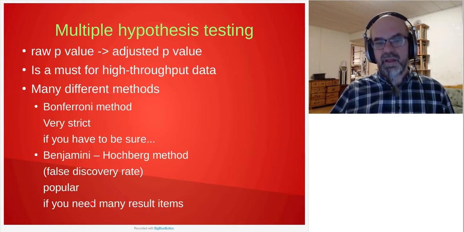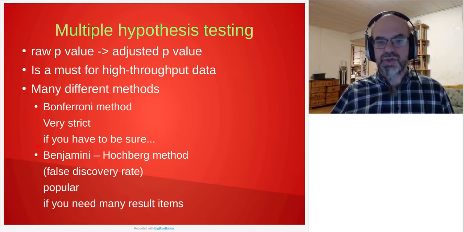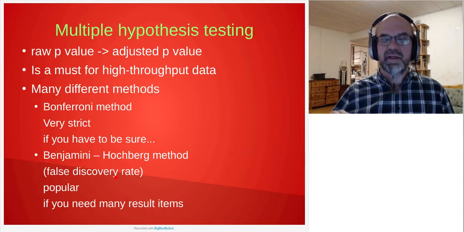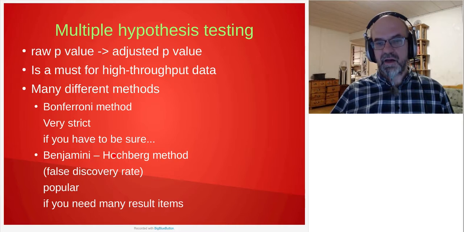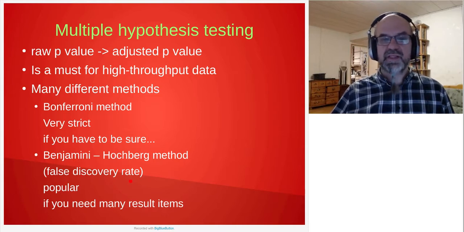So the method that is usually used to address this is the so-called Benjamini-Hochberg method, also known as the false discovery rate, which is not an entirely correct term. False discovery rate is used to calculate the adjusted p-value, but it's not the same thing. But anyway, very often instead of adjusted p-value, you see FDR, false discovery rate. So this is the most popular solution to this problem.